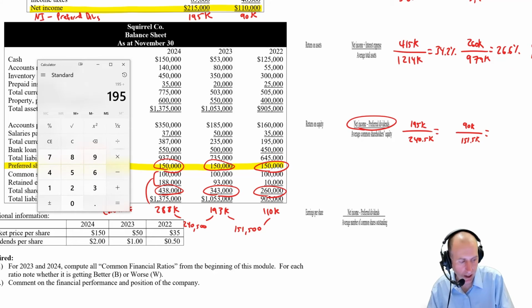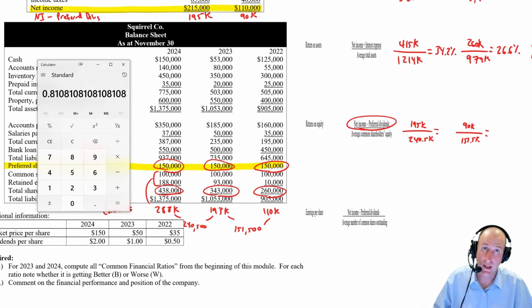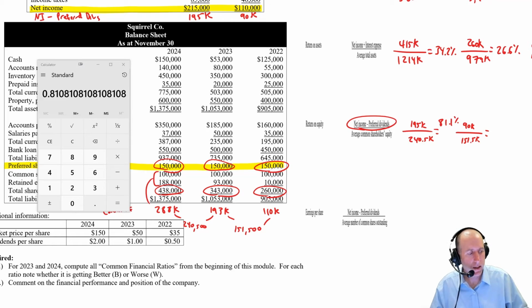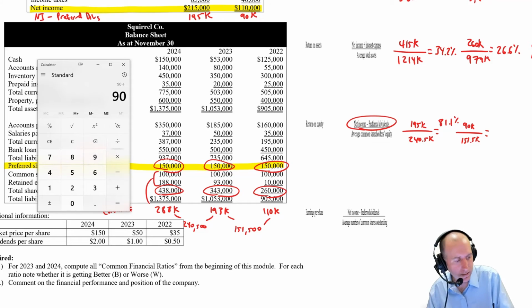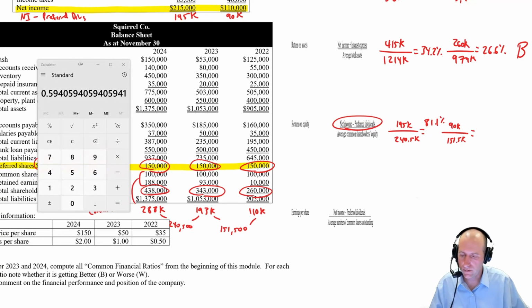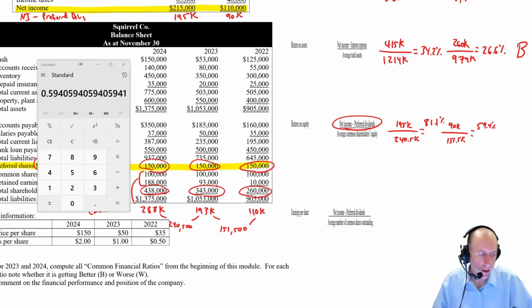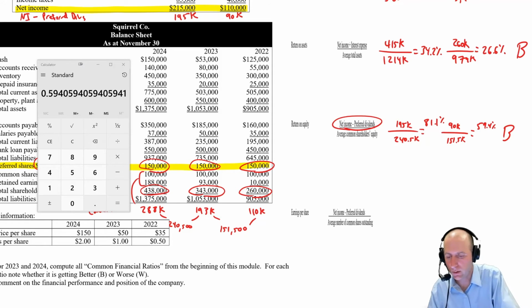195 divided by 240.5 gives us 81.1%. This is extremely high as an ROE, and 90 divided by 151.5 gives us ROE of 59.4. Again, very high, but we would say that bigger is better here, and so certainly our ROE is better in 2024 than in 2023.